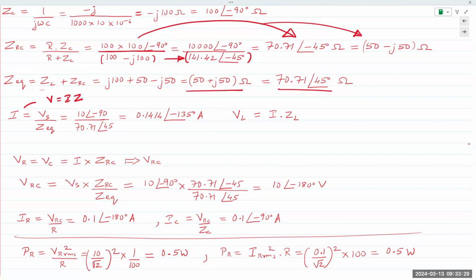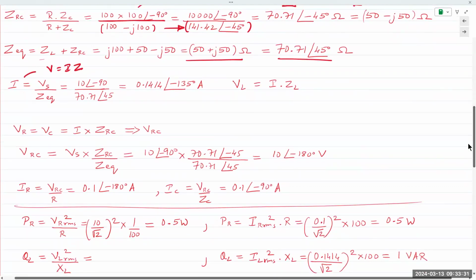Okay. So now that we have the value for I, we can find the voltages for the resistor and the capacitor. We can find the voltage for the inductor. We found the current for the source, which is the same current for the inductor. We can find the current for the resistor and the capacitor, or we can use the voltage. It doesn't really matter which path you take, right?